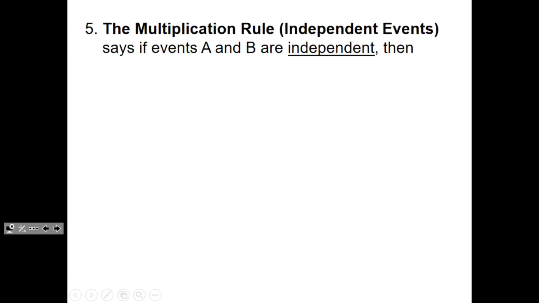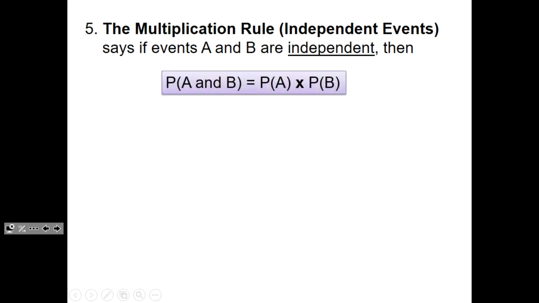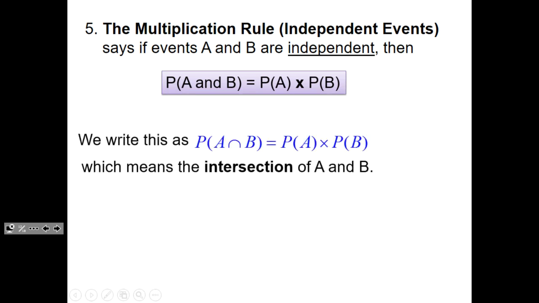Next rule we have is the multiplication rule. In order to use this rule, my events have to be independent. So if event A and event B are independent, so they don't affect one another, knowing event A happened didn't change the chances of event B, well then the chance of A and B happening, so this is saying they both occurred at the same time, that's equal to the probability of A times the probability of B. We write it as the probability of A intersect B, which is going to be the probability of A times the probability of B, as long as the events are independent. This can also be called the intersection of A and B.